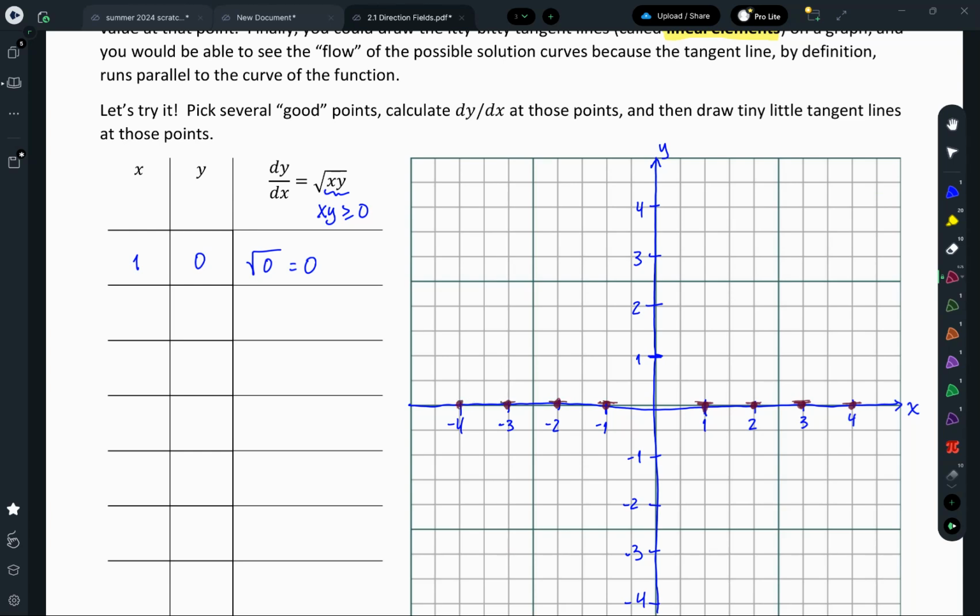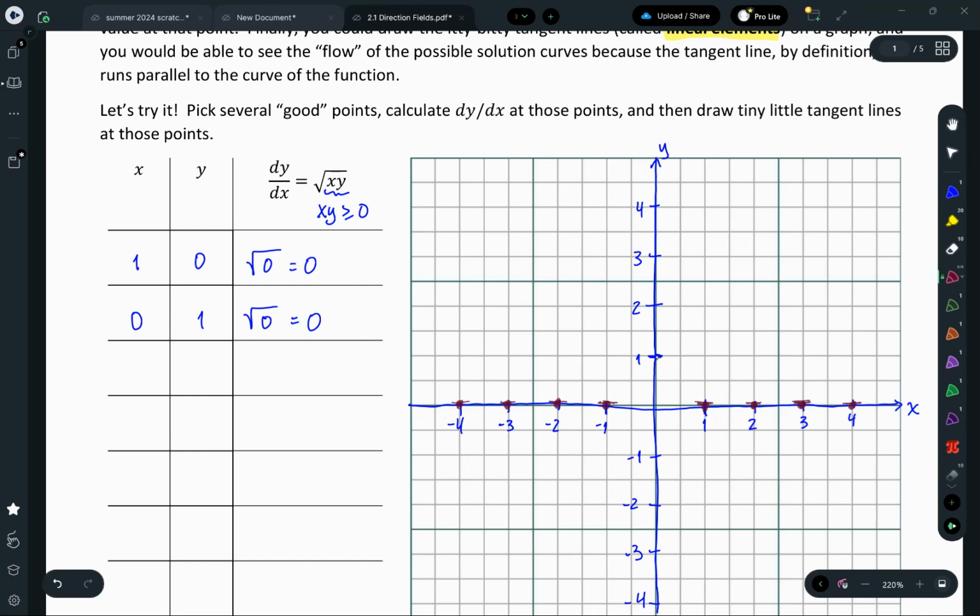Okay, so this is allowing me to get a bunch of freebies, but they're kind of boring, right? They all have a zero slope. It's just a horizontal lineal element along the whole x-axis. Let's look at what if x was 0 and y was 1. Well, the same thing's going to happen because one of the numbers is 0, the product will be 0. So the slope is 0.